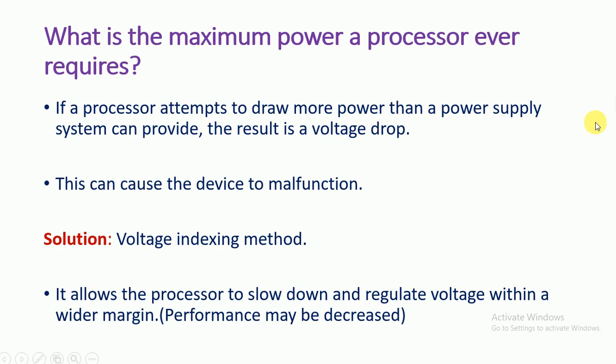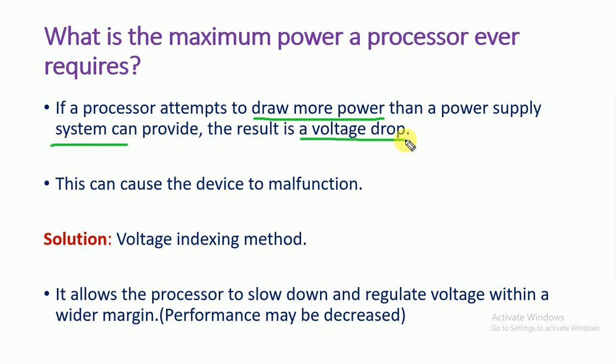So for the first question, we'll see some details. What is the maximum power a processor ever requires? Suppose a processor attempts to draw more power than a power supply system can provide, the result is a voltage drop.